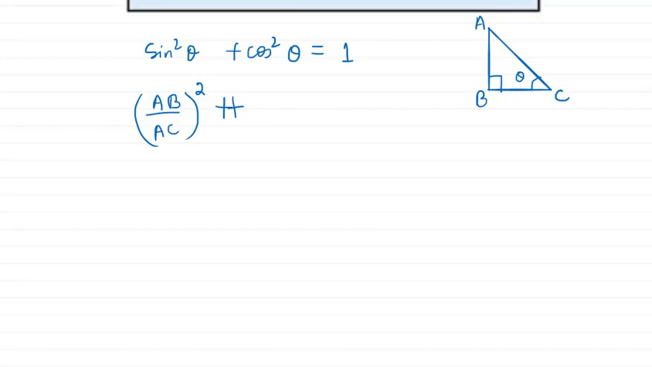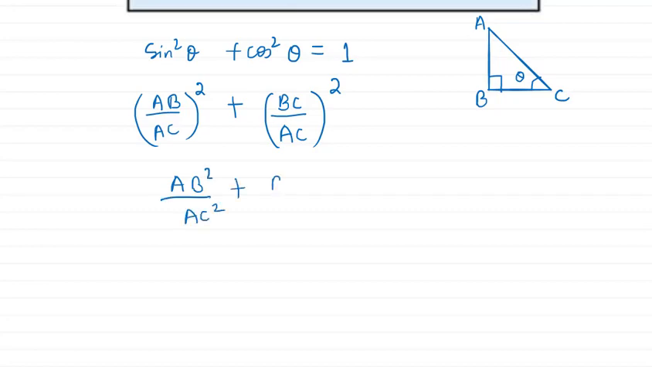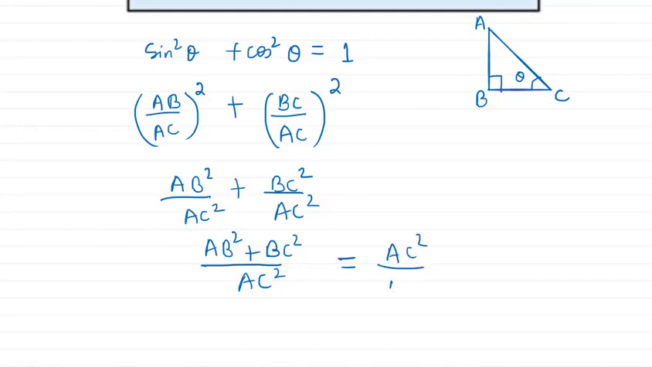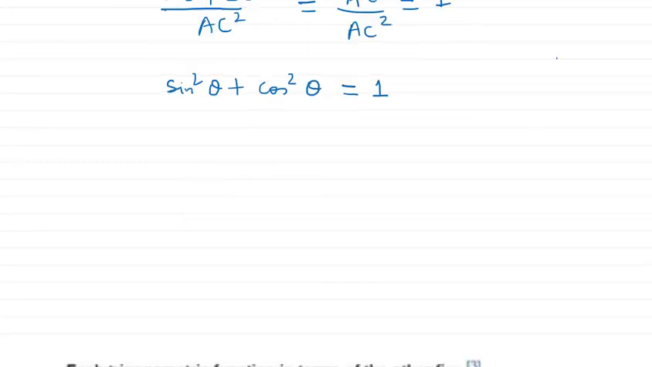Now the next one, we have cos square. What is the value of cos theta? Cos theta is adjacent side divided by the hypotenuse, so that will be BC divided by AC. And now we have the square also, so we will do the square. Now what we have is AB square divided by AC square plus BC square divided by AC square. Now you know that AB square plus BC square equals AC square by the Pythagoras theorem. So it will be AC square by AC square, which equals 1. This way we can prove our first identity. Second one, I'm taking the same identity that we have proved earlier.